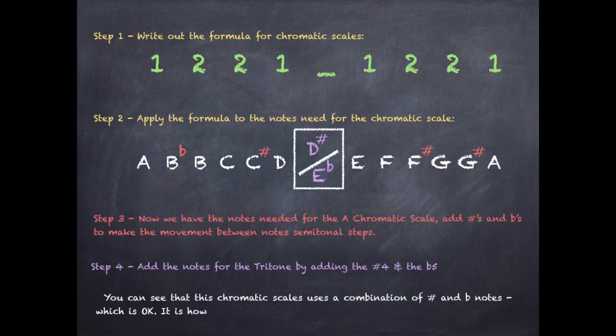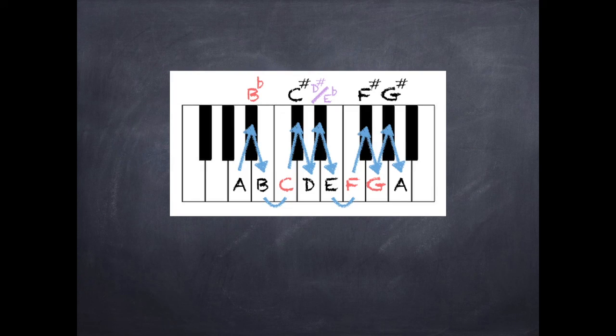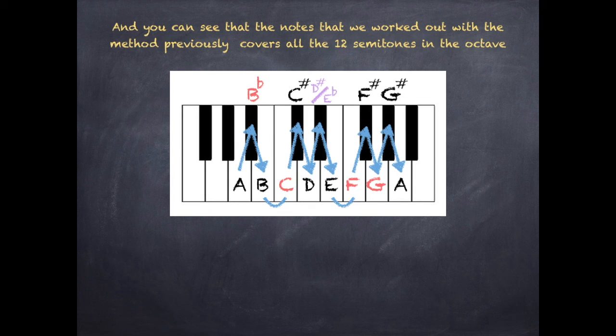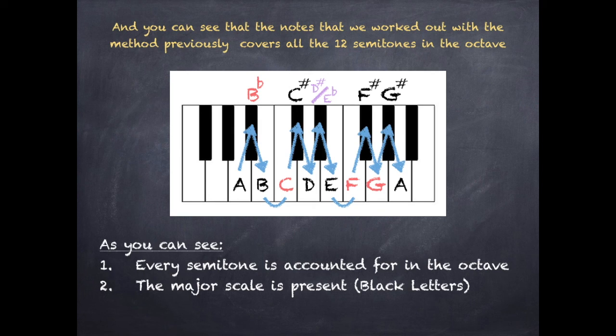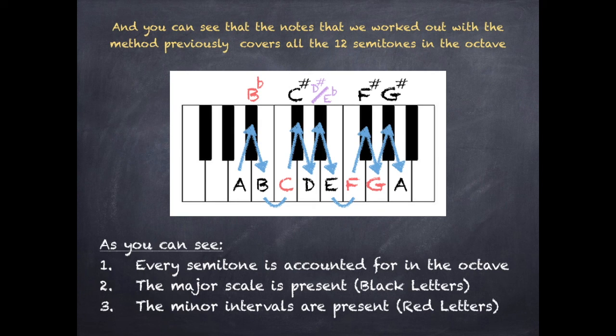This chromatic scale uses a combination of sharps and flat notes, which is okay. It is how we are able to diatonically map the semitones to the tonic, remembering that we need to focus on the diatonic intervals to make all the notes relative to the tonic. And yet again, you can see that the notes that we have worked out in A diatonically cover all the 12 semitones in an octave. So you can see every semitone accounted for in the octave. The major scale is present, all the black letters, and the minor intervals are present, all the red letters, and the tritone is present.